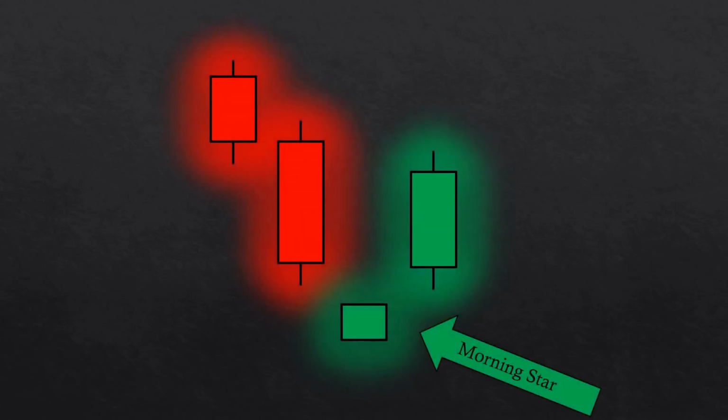The morning star appears when price is going down in order to signal a reversal to the upside. The expression morning star refers to a star that rises, denoting the arrival of an uptrend after the pattern.